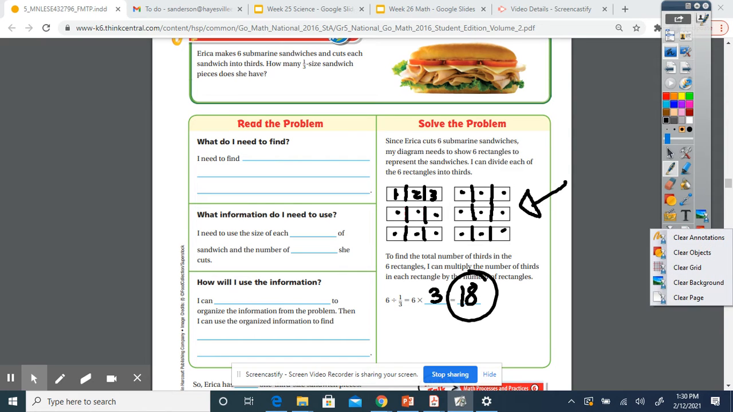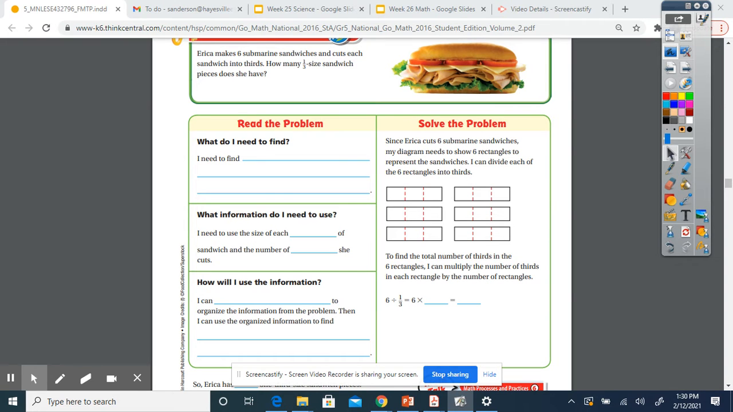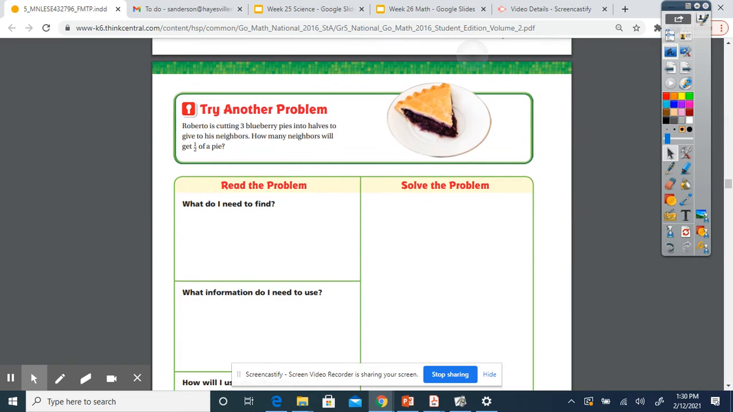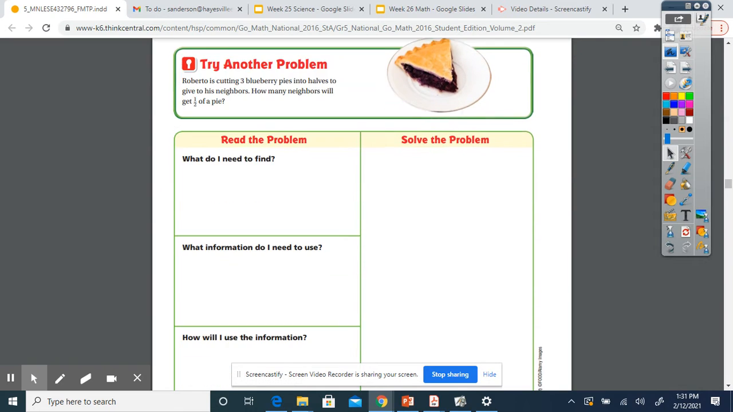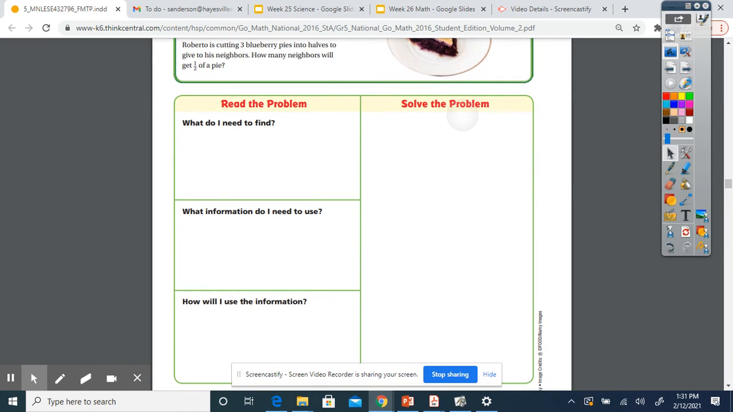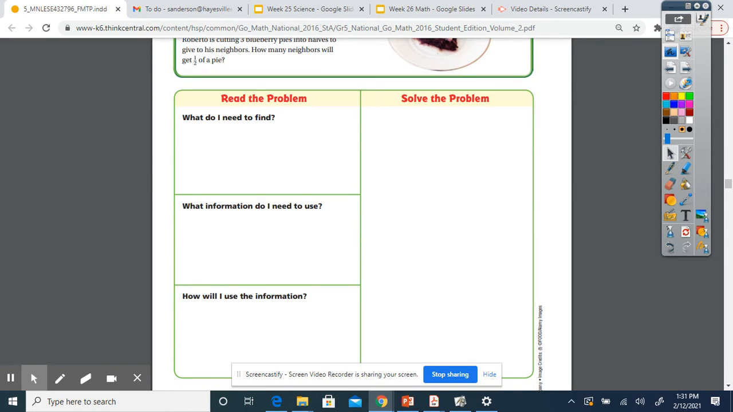It's really helpful to draw these diagrams so you get a mental picture of what's going on. And we'll go over some more. All right, on the next page, we are talking about pie. Roberto is cutting 3 blueberry pies into halves to give to his neighbors. How many neighbors will get 1/2 of the pie? So we're trying to figure out how many halves are in 3 whole pies. That's what we need to find.